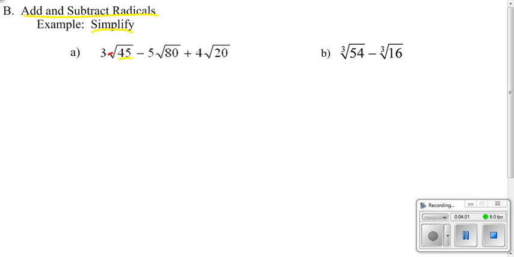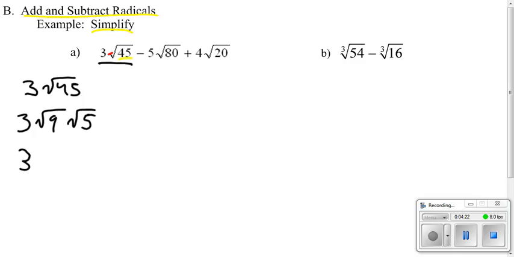So to do that, we can change all of our numbers into simpler forms. So our first one here, 3 square roots of 45, we can simplify that down to 3 times the square root of 9 times the square root of 5, because 9 times 5 is 45. We also recognize that the square root of 9 is 3, so we have 3 times 3 times the square root of 5. And when we simplify that down, 3 times 3 is 9 square roots of 5.